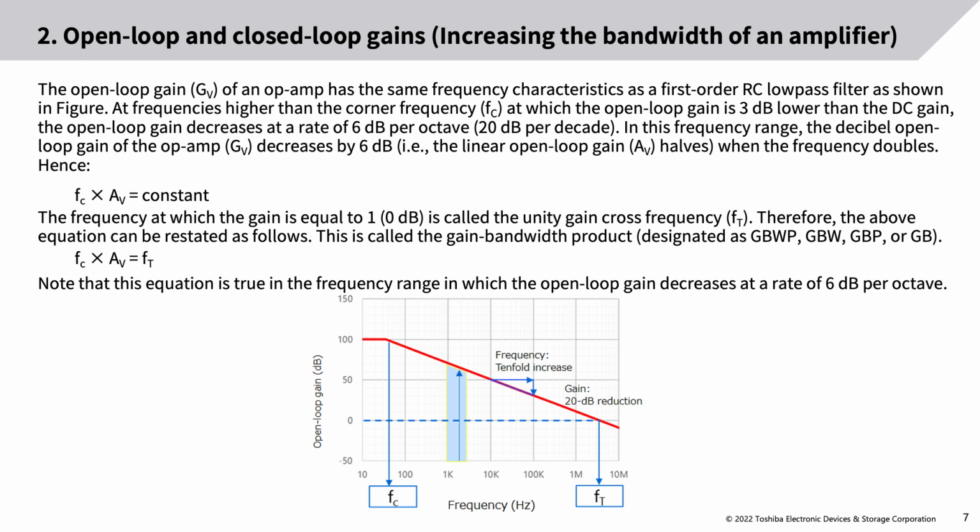In this frequency range, the decibel open loop gain of the op-amp, GV, decreases by 6 dB, i.e., the linear open loop gain, AV, halves, when the frequency doubles. Hence, the frequency at which the gain is equal to 1, 0 dB is called the unity gain cross frequency, FT. Therefore, the above equation can be restated as follows. This is called the gain bandwidth product, designated as GBWP, GBW, GBP, or GB. Note that this equation is true in the frequency range in which the open loop gain decreases at a rate of 6 dB per octave.